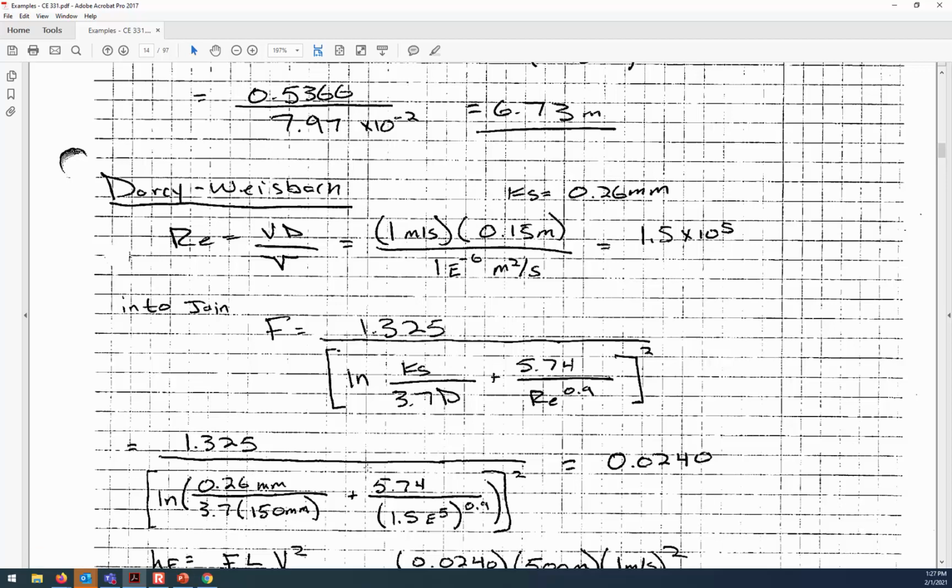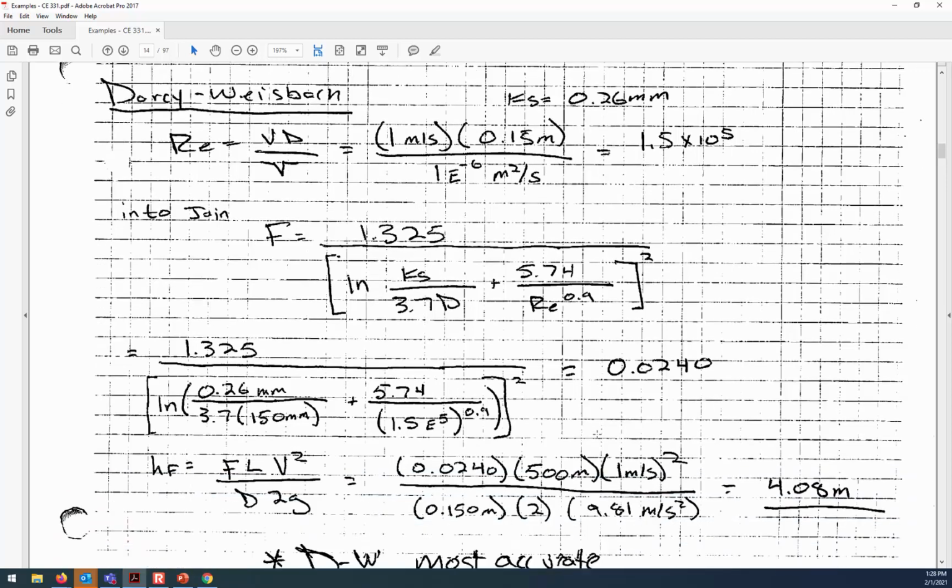And then over here on the right-hand side of the Jain equation is our 5.74, and down in the denominator there, the Reynolds number to the 0.9 power. So that's where we get our friction factor of 0.024. And then substituting that into Darcy-Weisbach, we get that the head loss due to pipe friction will be 4.08 meters.